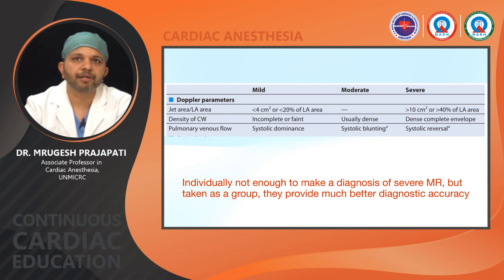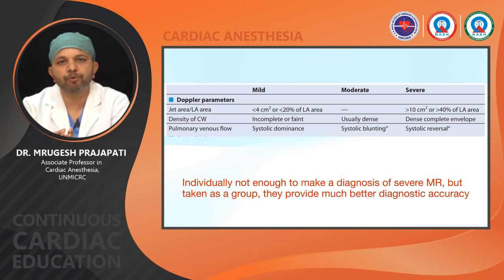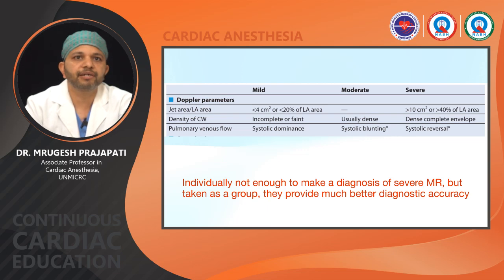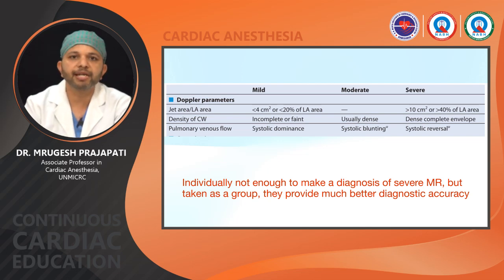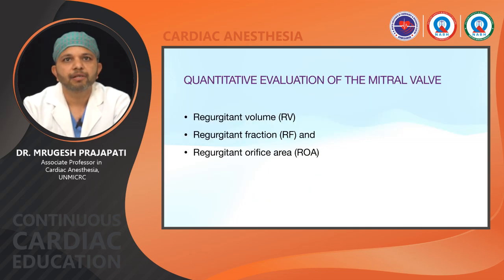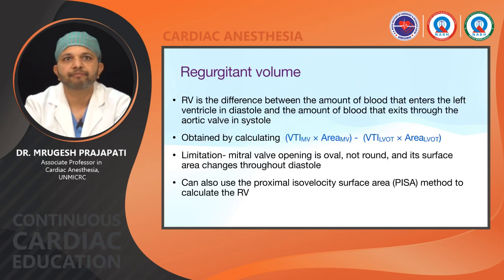So, Doppler parameters will help to classify mitral valve regurgitation as mild, moderate and severe, and they will definitely help us to categorize this MR. Individually they are not enough to make a diagnosis of severe MR, but taken as a group they will provide much better diagnostic accuracy. The quantitative evaluation of the mitral valve includes regurgitant volume, regurgitant fraction and regurgitant orifice area.